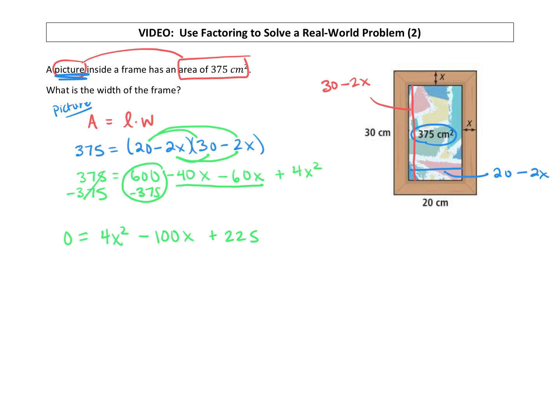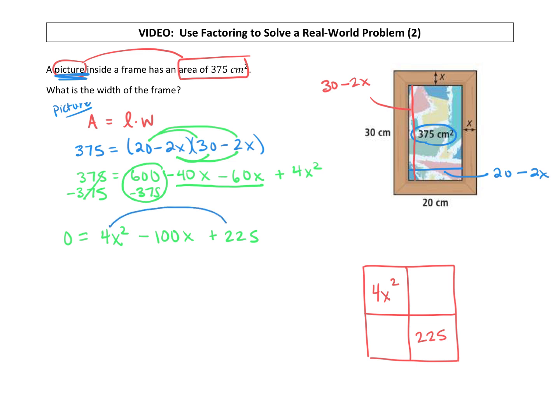So we are going to factor with the box method. Anytime your a value is not equal to 1, this is how we do our factoring. When we factor with the box method, remember your first term, that 4x squared, is going to go in the top left. The last term, 225, goes in the bottom right.